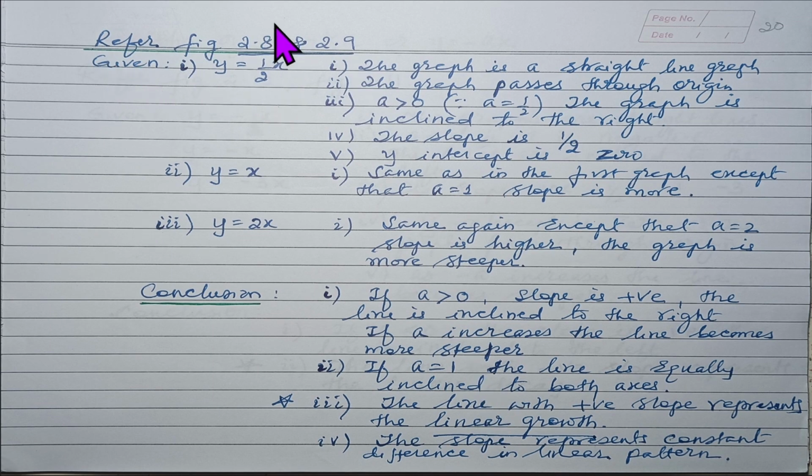Now take for example y is equal to half x, which is nothing but y is equal to kx. K is half here. The graph is a straight line graph, which I have already told you. The graph passes through the origin.